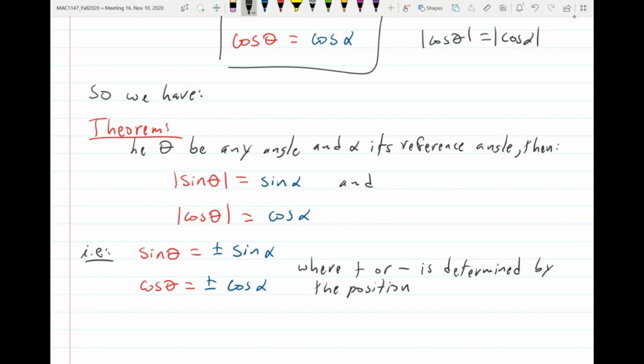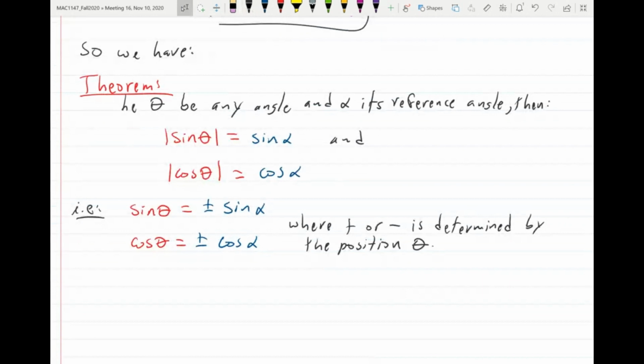So if theta is in quadrant 2, for example, sine is positive, so you pick the plus, and cosine is negative, so you pick the minus. And so on. In quadrant 3, they are both negative, so you pick the two minuses. And in quadrant 4, sine is negative and cosine is positive. So this is the easier way to remember this: sine and cosine of an angle are the same as those of the reference angle up to a sign. You have to decide whether it's positive or negative depending on the quadrant. Do you understand this?